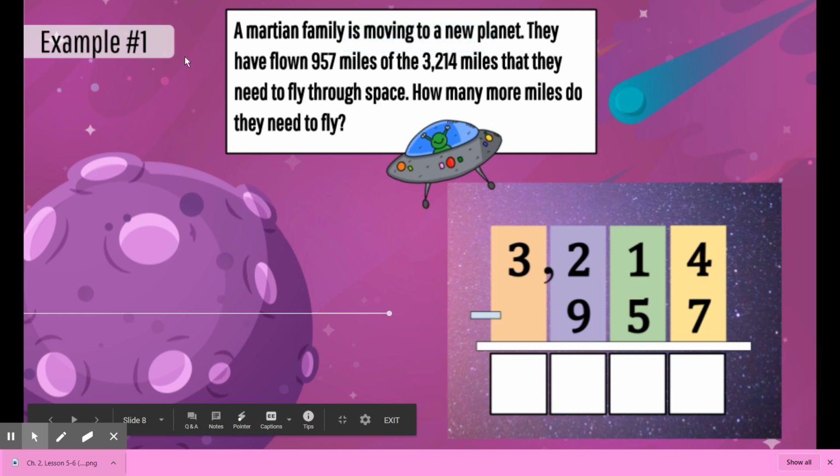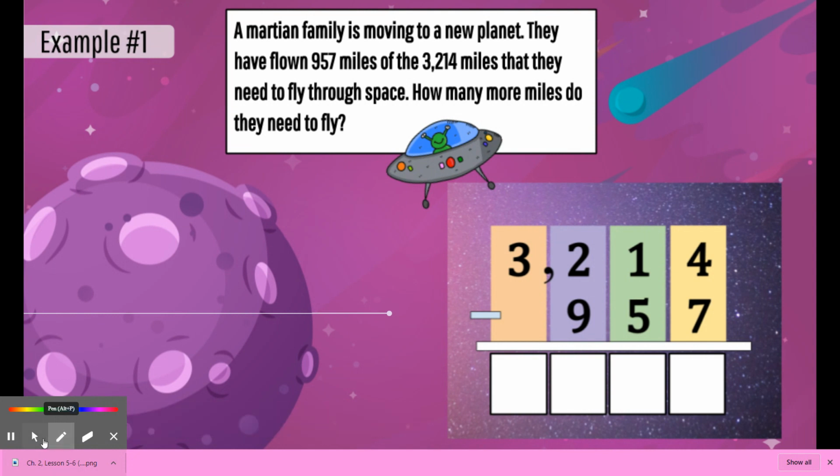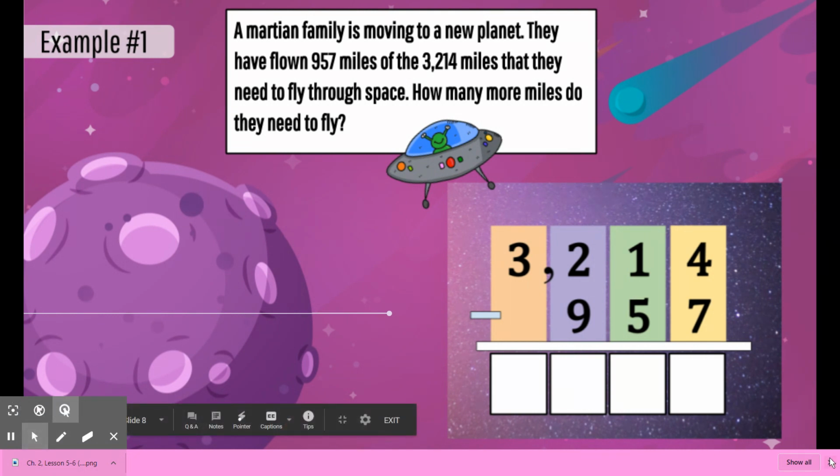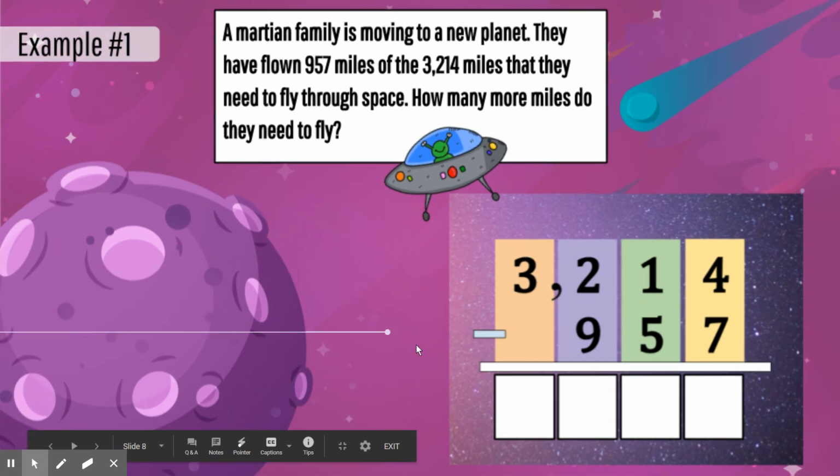All right, so let's look at our example 1 for subtracting multi-digit numbers. A Martian family is moving to a new planet. They have flown 957 miles of the 3,214 miles that they need to fly through space. How many more miles do they need to fly?